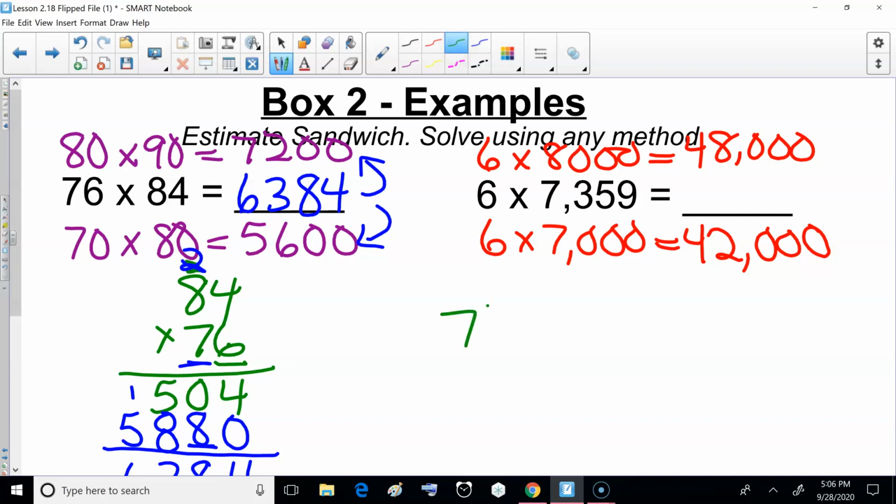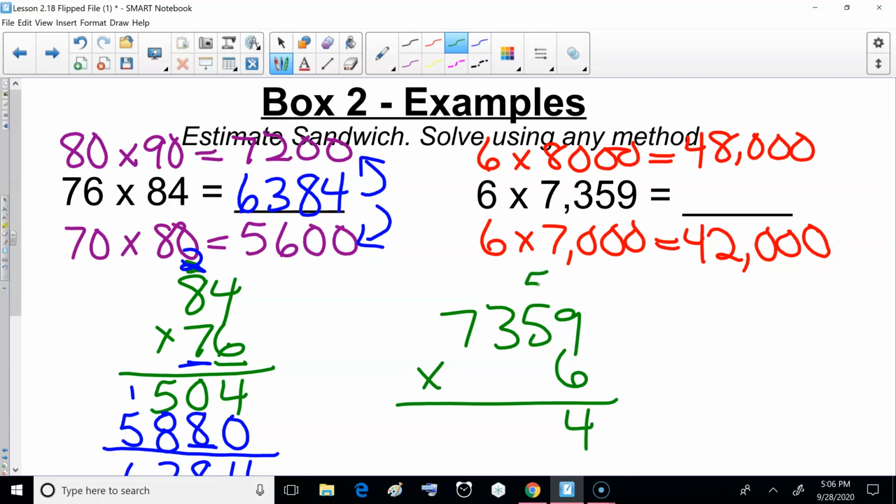With that, we got 7,359 times 6. So 9 times 6 is 54, so the 4 goes in the ones and the 5 goes up above. 6 times 5 is 30, plus the 5 is 35. So the 5 goes here, the 3 goes up above. The hundreds. 6 times 300 is 18, plus the 3 is 21, so I have 21 hundreds.